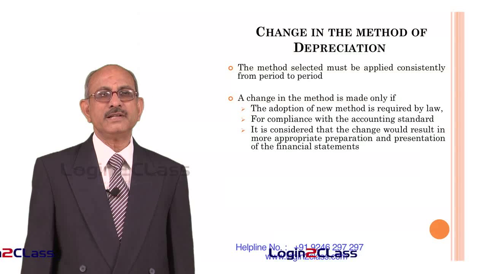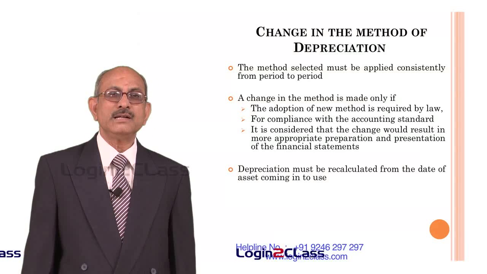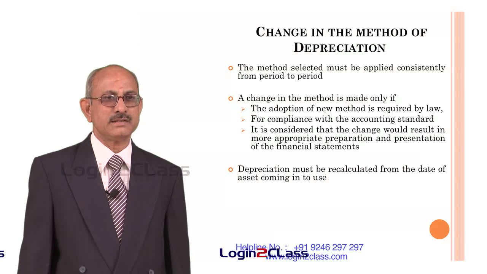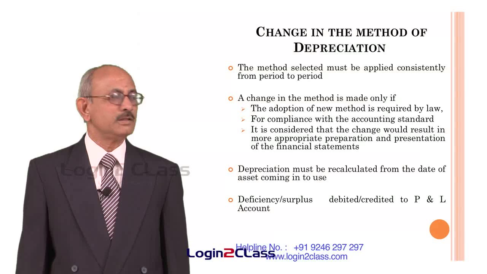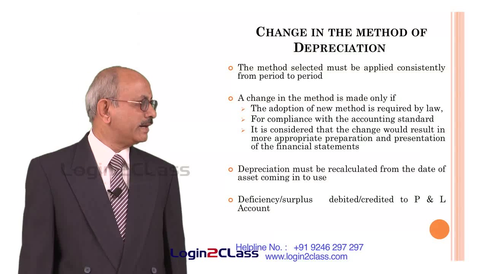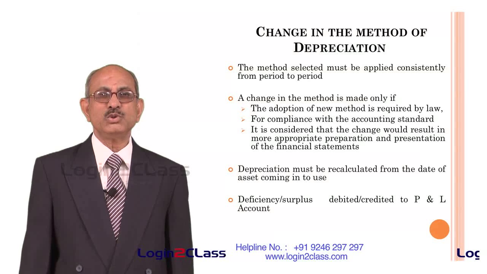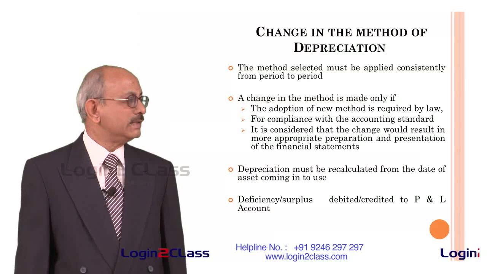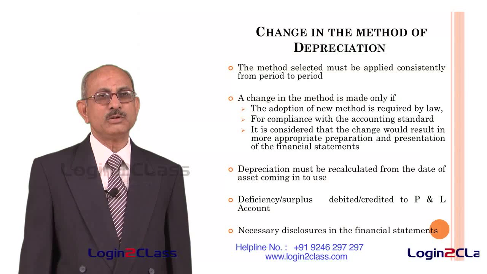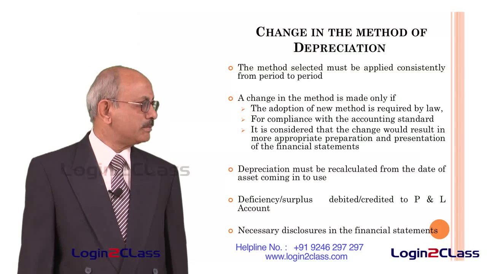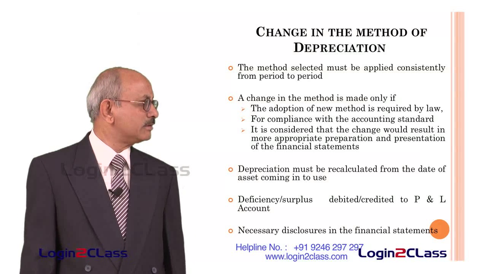So, if there is any change in the method of depreciation, then the depreciation has to be calculated from the date the asset was purchased. That means from the first date all the calculations have to be made, and any deficiency or surplus has to be debited or credited to the P&L account. In order to ensure that the users of the financial statements come to know of the change in the method of depreciation, it needs to be disclosed properly. Not only the fact that the method has been changed, but also the quantum of extra depreciation charged or not charged has to be disclosed in the financial statements.